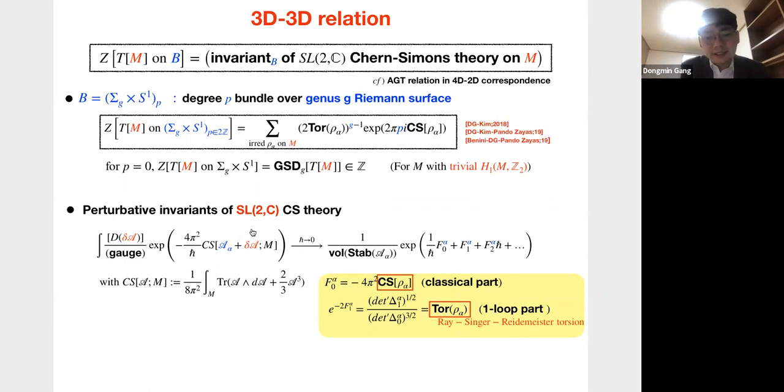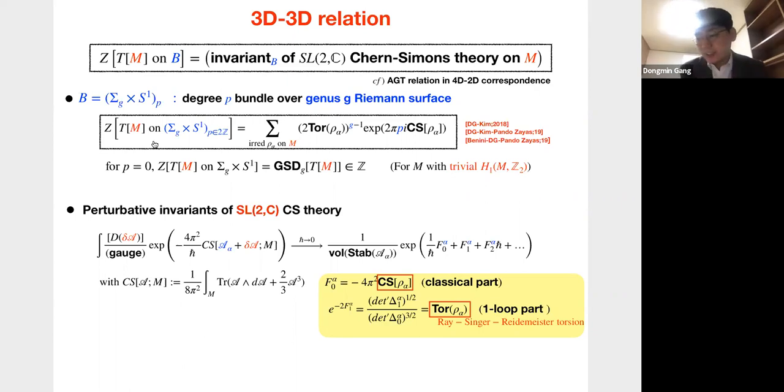So locally, this flat connection can be regarded as a classical solution of the classical equation of motion for this SL(2,C) Chern-Simons theory. And this Chern-Simons invariant can be regarded as the classical action for this classical solution. And this torsion is a one-loop contribution to this classical solution. This is a mathematically well-defined invariant. So this is a finite sum over all the mathematically well-defined invariants. Then from this, we can compute the partition function. This is the 3D-3D relation.